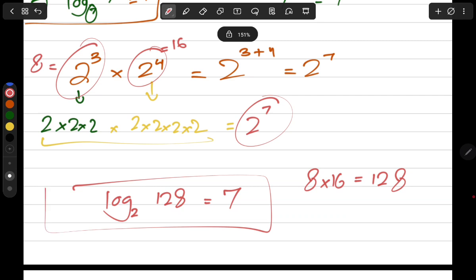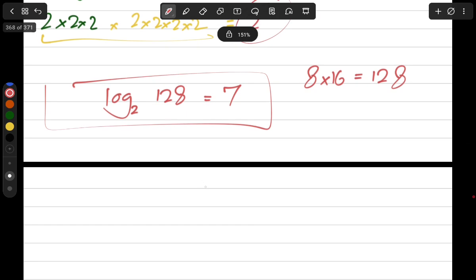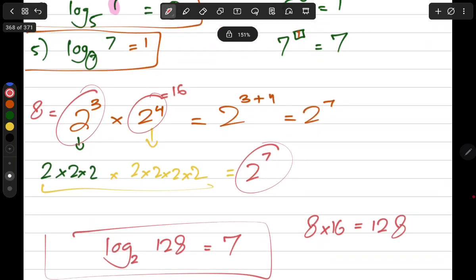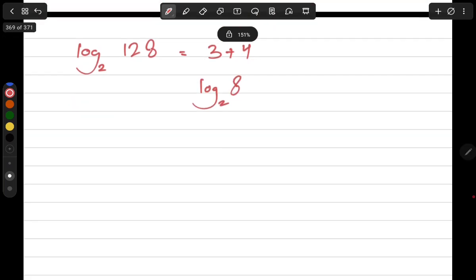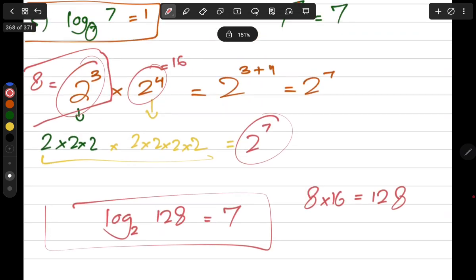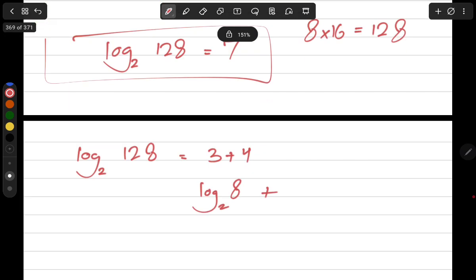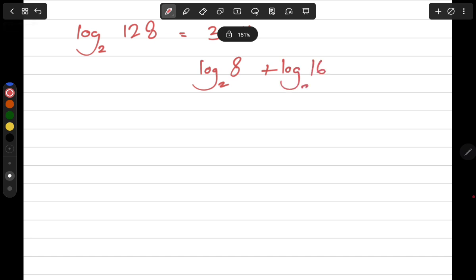Notice something. Where did the 7 come from? It came from 3 plus 4. Now 7 is 3 plus 4, and this is log 128 to the base 2. Now what were 3 and 4? Looking from here, this is nothing but log 8 base 2, and 4 was log 16 base 2, right? We had the same bases, so we multiplied the arguments in order to get 128 to the same base, right?